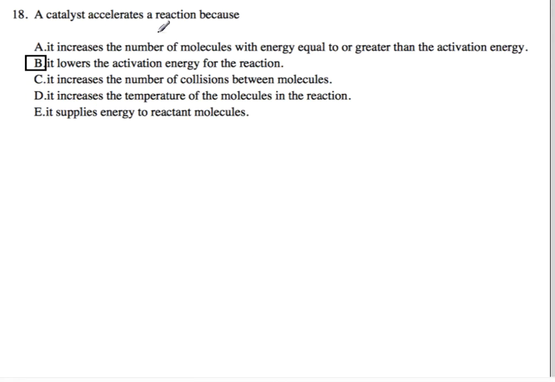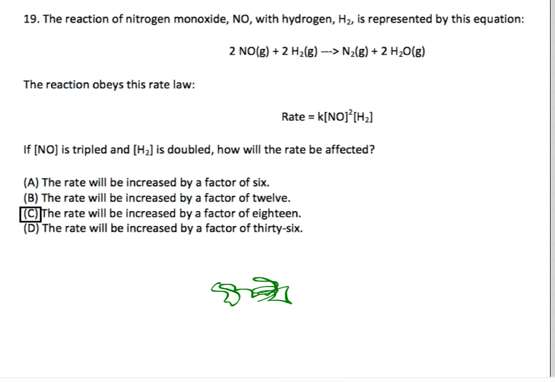Number 18. A catalyst accelerates a reaction. It's lowering the activation energy. It provides an alternate pathway, so it reduces the amount of energy required to start a chemical reaction.